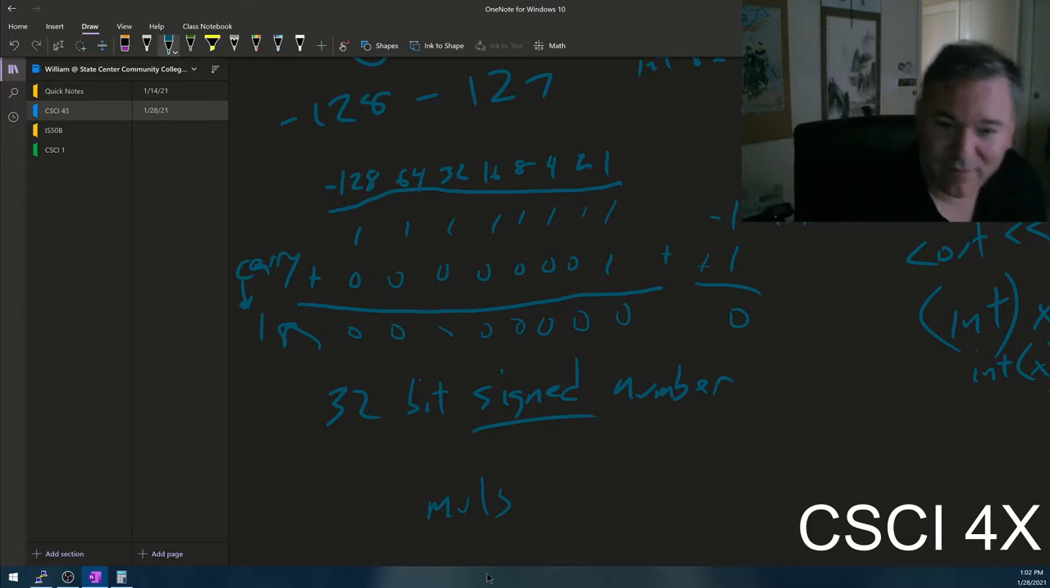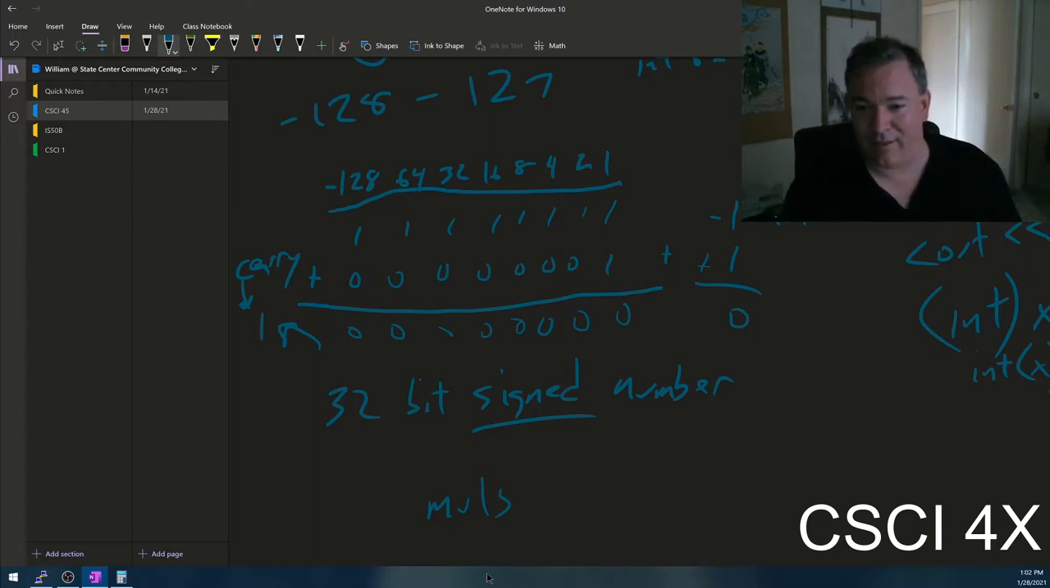And if I was to multiply one by negative one, then it would turn all these things into ones. And if I was to multiply one by 127, well, it would also turn into ones, wouldn't it? Maybe it matters. Maybe it doesn't matter. I don't know. Seems like it should matter.